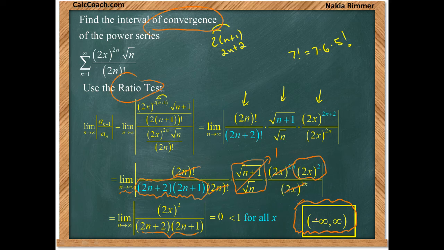So whenever you get the ratio test giving you a 0, when you're trying to find the interval of convergence, then you report your answer for the interval of convergence as the entire real line. There's no value of x that would cause divergence.